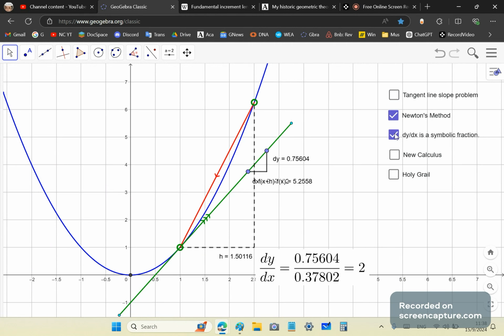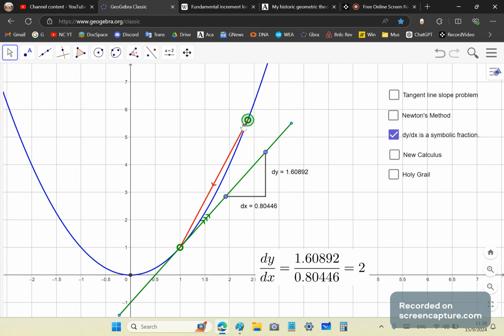Now, what is dy dx? Let's just get rid of it. Dy dx is a symbolic fraction, and dy and dx are symbolic differentials. Okay, that means it doesn't matter where you put them along the tangent line. The ratio or the fraction of the symbolic differentials is a derivative. Okay. And so, yep, doesn't make any changes to where you move this point. This slope here is always the same.